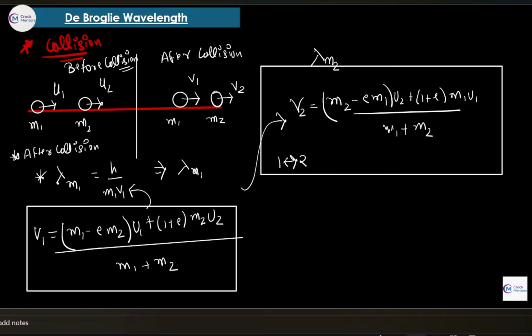If we want to find out the lambda for the mass m1 after collision, it can be written as h upon m1 v1. To calculate the value of v1, we know the formula: v1 equals (m1 minus e m2) into u1 plus (1 plus e) into m2 u2, upon m1 plus m2. If we put in this value, then we can estimate the lambda of the mass m1. It can be asked also.